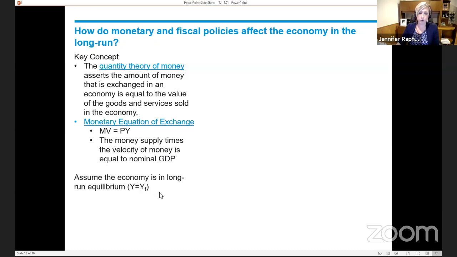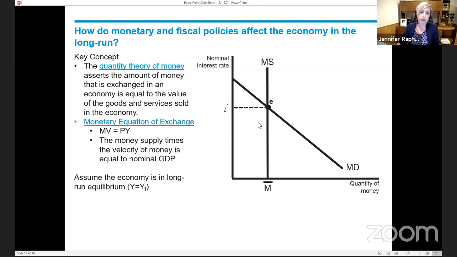Okay, so we're going to assume the economy again is in long run equilibrium where current output is equal to potential output, and we're going to bring up our money market model. So we've got the money market here with nominal interest rates and quantity of money. We have our downward sloping money demand curve, which shows the inverse relationship between the nominal interest rate and the money held by consumers. This is what you reviewed yesterday. And the money supply is vertical. It's independent of the nominal interest rate.